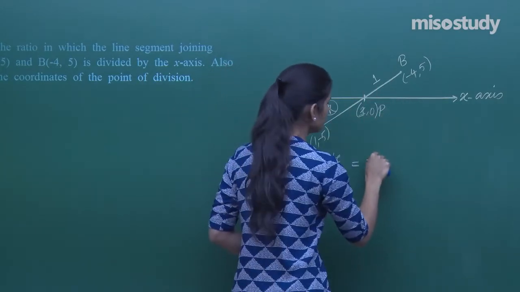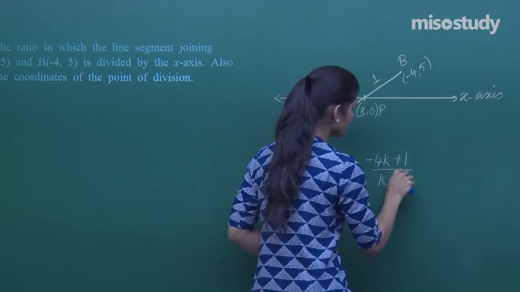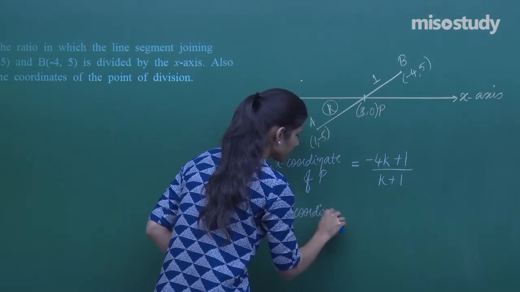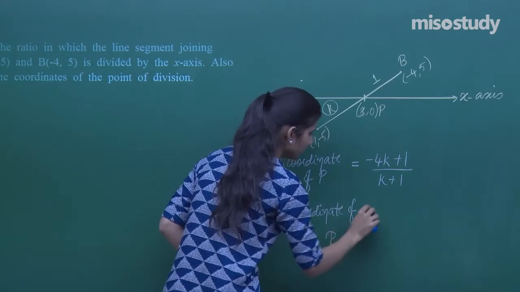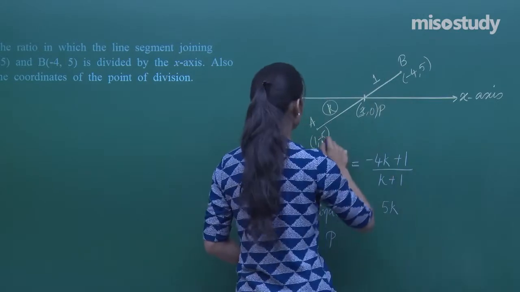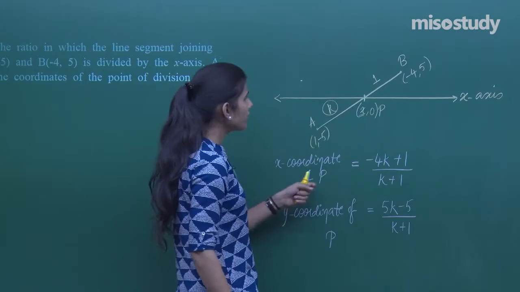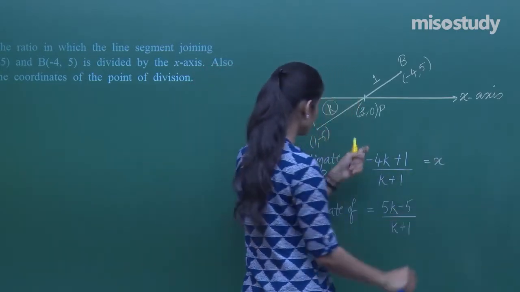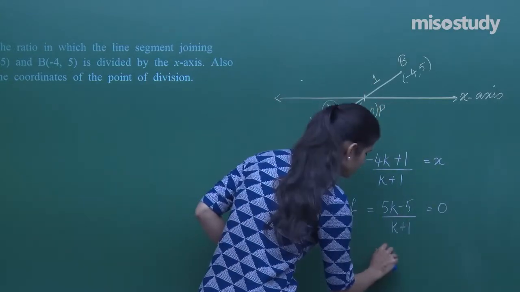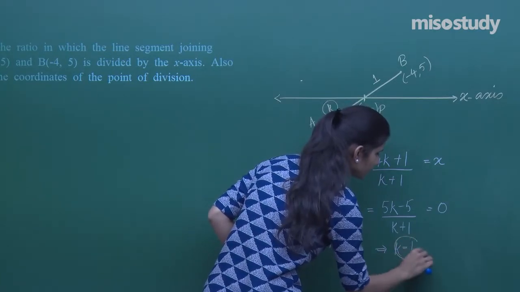K into minus 4 plus 1 into 1 upon k plus 1, and the y coordinate of point P is equal to k into 5 plus 1 into minus 5 upon k plus 1. The x coordinate of point P is equal to small x, and the y coordinate of point P is equal to 0. So if you solve this, you get 5k is equal to 5, you get k is equal to 1.